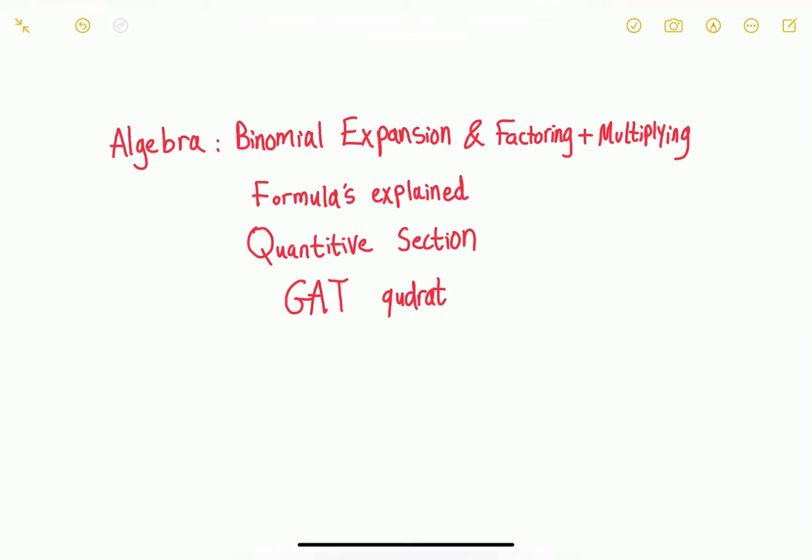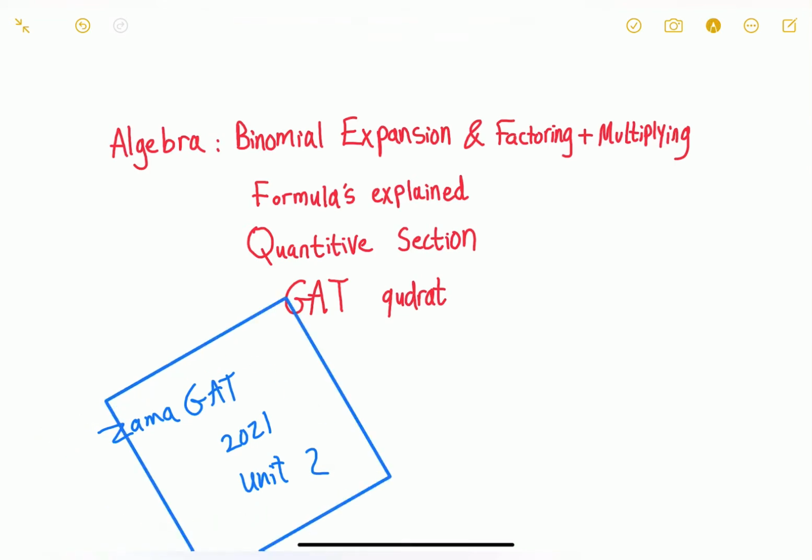If you have the Zamatime GAT book, the 2021, this is in Unit 2. It's the first page of Unit 2. It has the formulas and stuff like that. So if you have it, you can follow along. The formulas are on the first page.